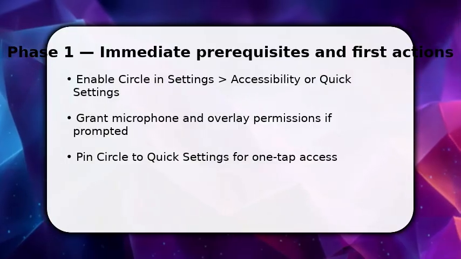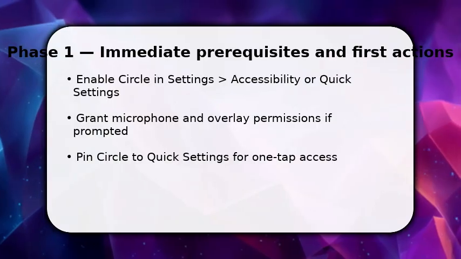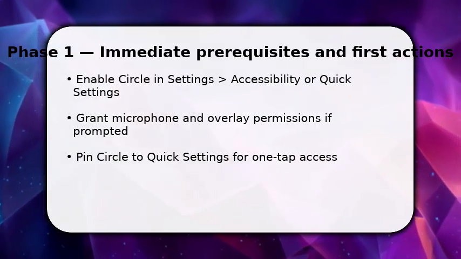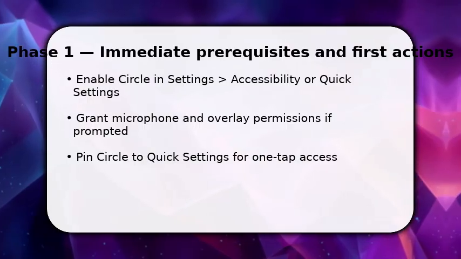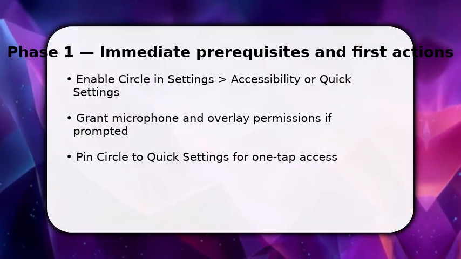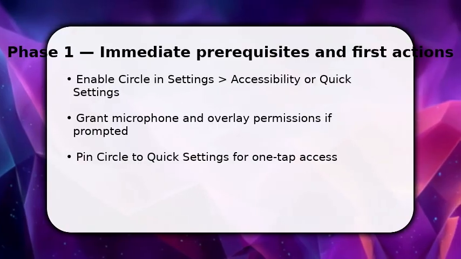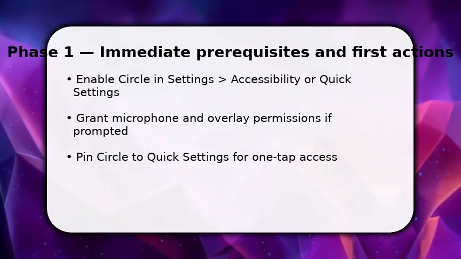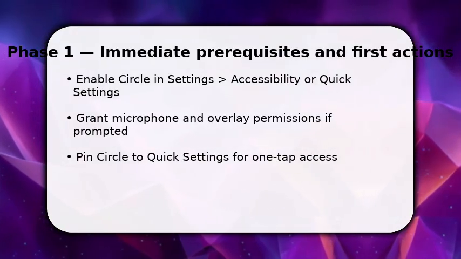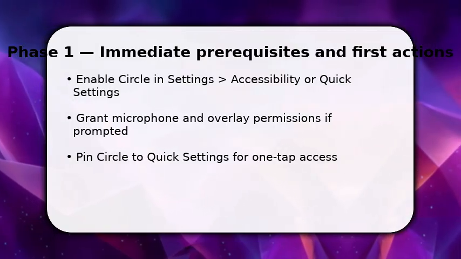You start by enabling Circle so it can read and search your screen content. This saves time. First, open Settings and go straight to Accessibility or Quick Settings, then toggle Circle on. Once done, grant microphone and overlay permissions when asked. Circle needs both to capture voice and show results over apps.